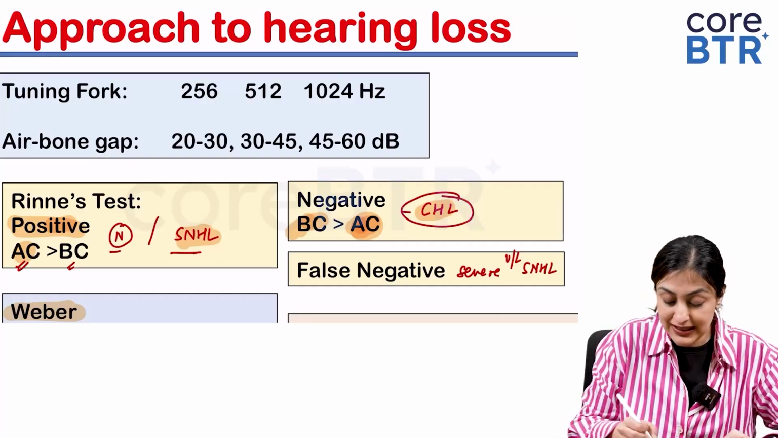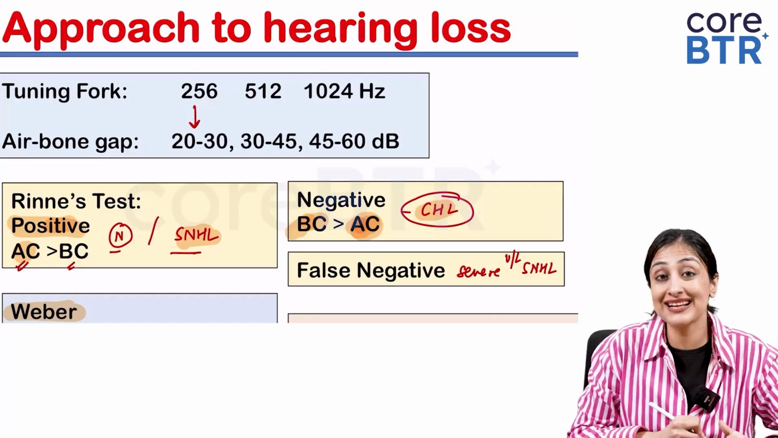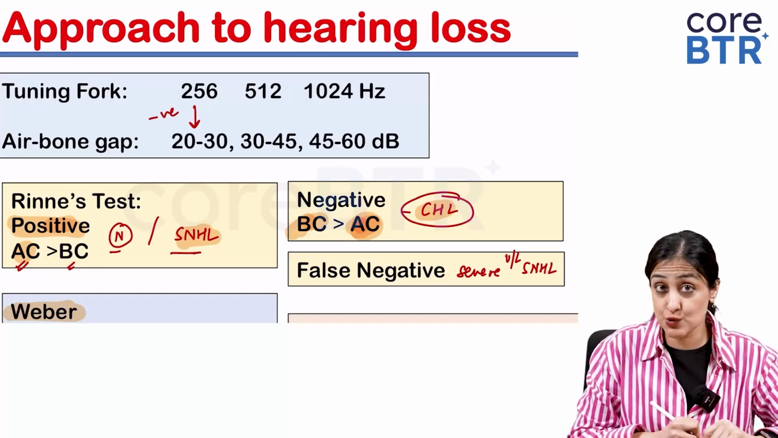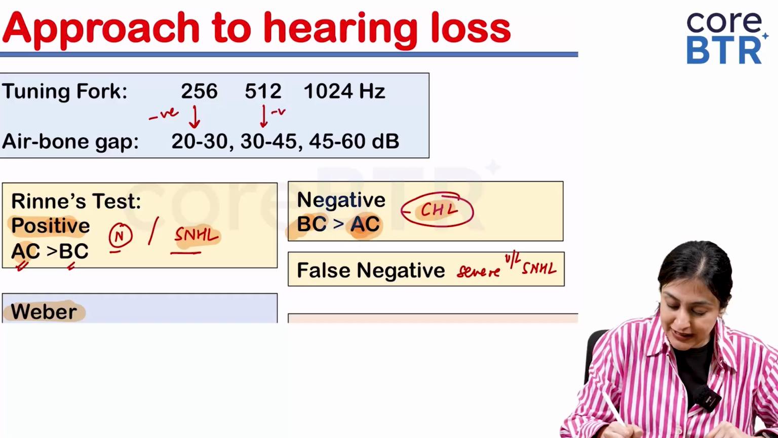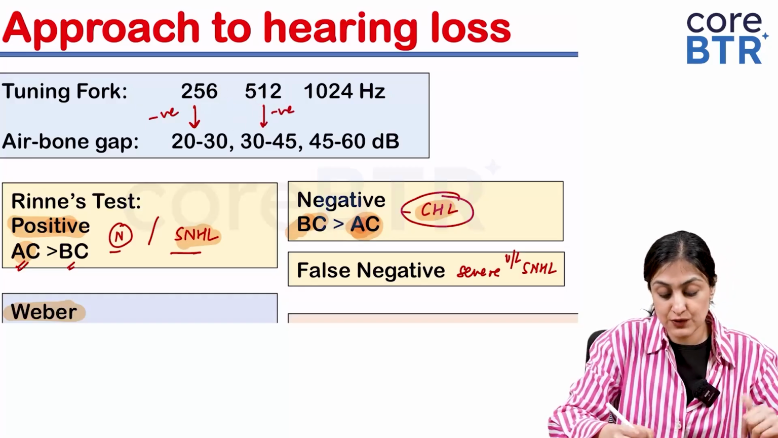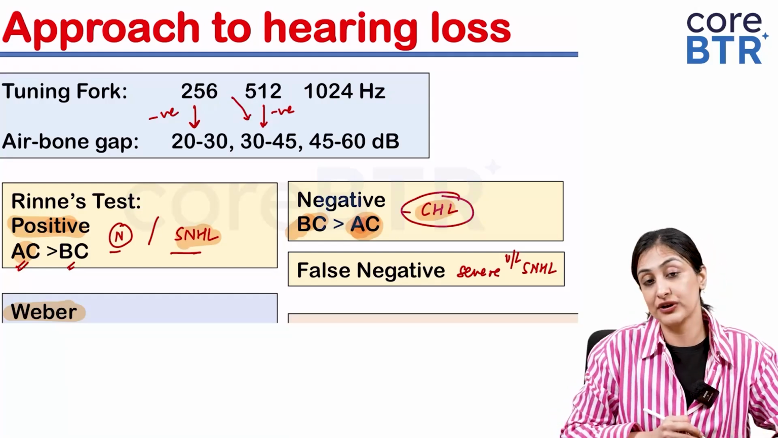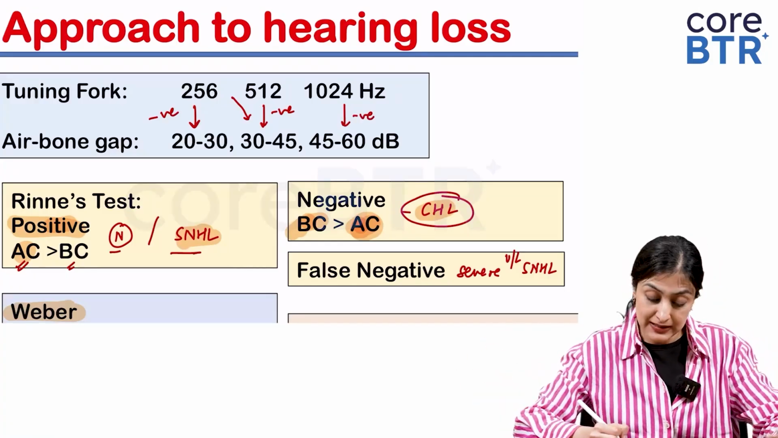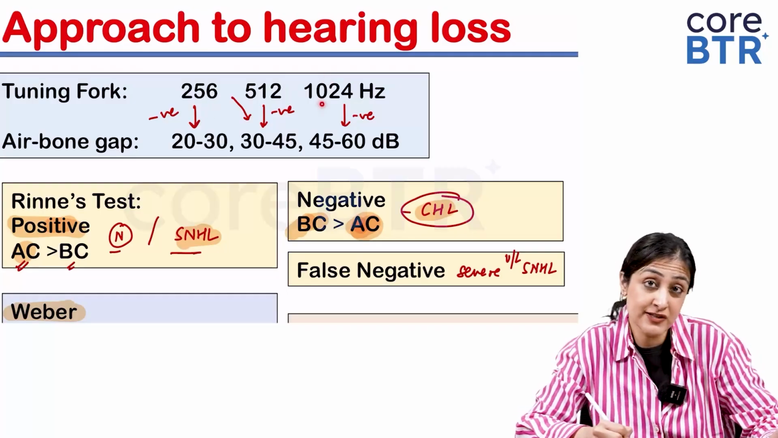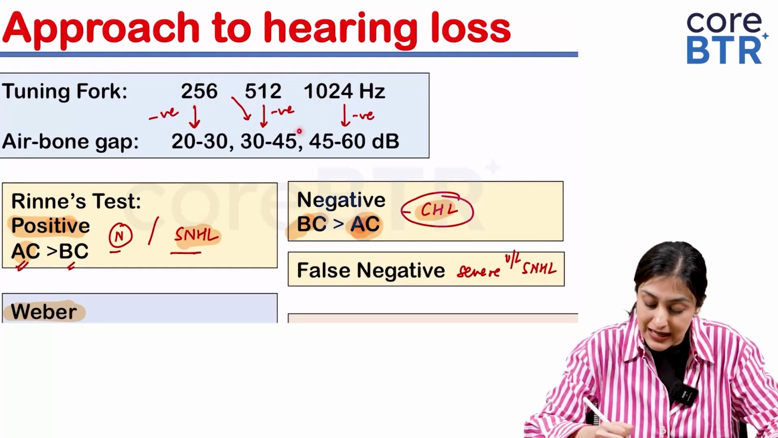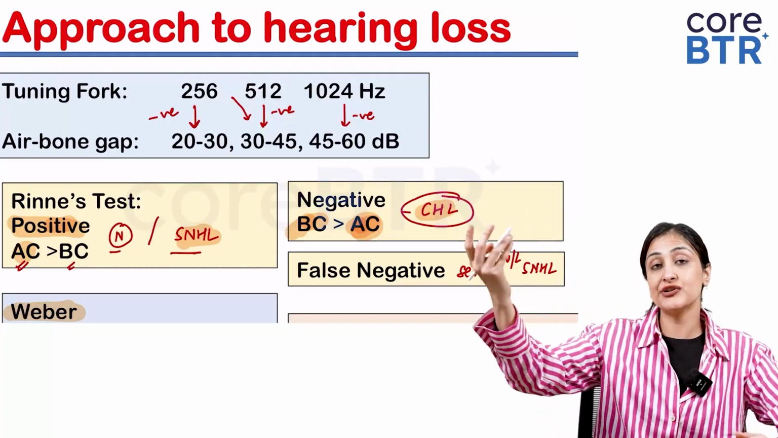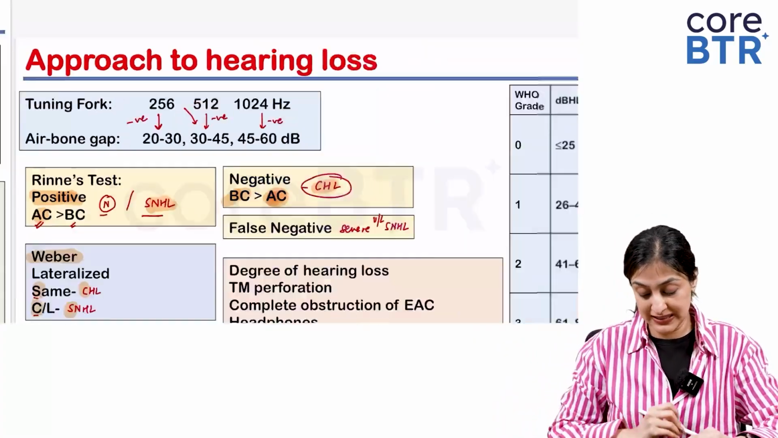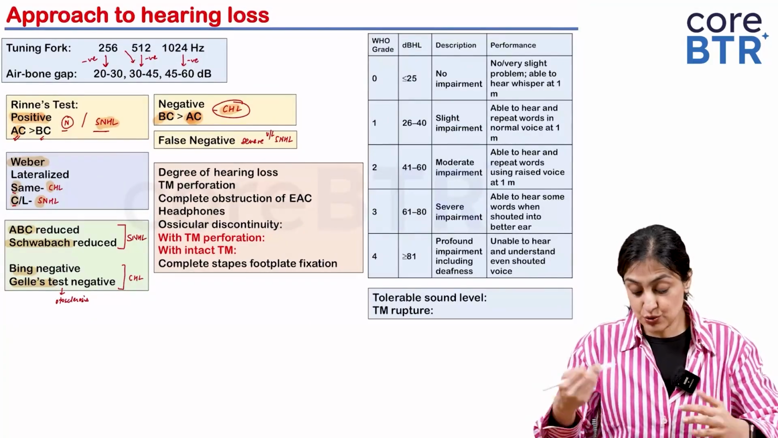So essentially the negative Rinne's that you are getting, if you are getting it only at 256, the hearing loss is 20 to 30. If you are getting it at 512 and 256, that goes without saying that 256 will be negative. That's 30 to 45 decibel hearing loss. And if you are negative at even 1024 hertz, provided all three are negative, the hearing loss is maximum. So higher the frequency, higher the hearing loss. That's how you remember it. So this is the meaning of air-bone gap. Let's do some questions now.